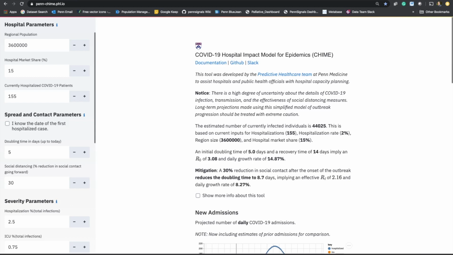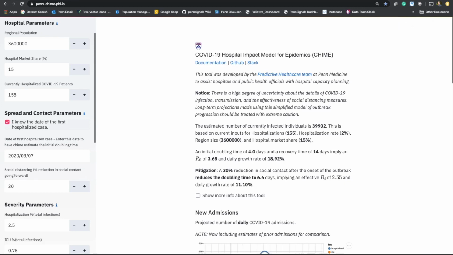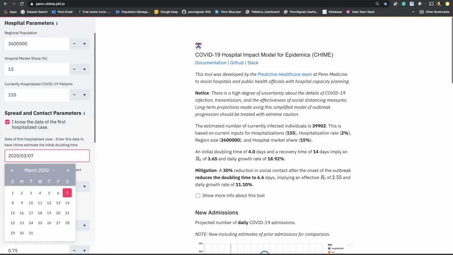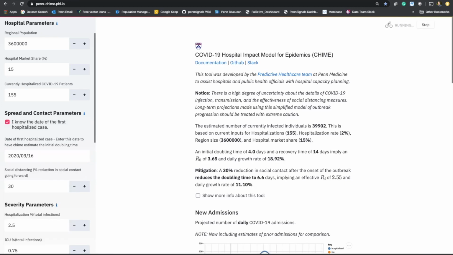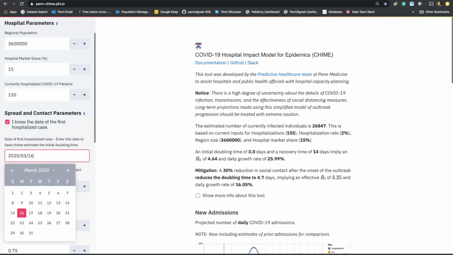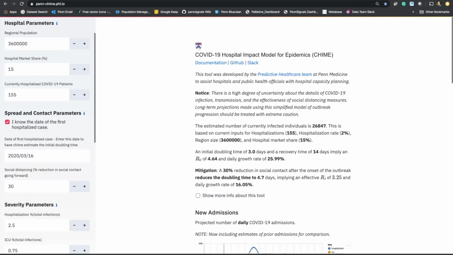There's another way to do a fit within CHIME. You can actually say, you know what, I know the date of my first hospitalization within Penn, that was March 16. And of course now I've given CHIME 2 data points. That's March 16 with an initial hospitalization of 1, and then April 5th with a hospitalization of 155. And so now CHIME will use a least squares error fit to those 2 points, and then back into what it thinks is the current doubling time of 3 days.